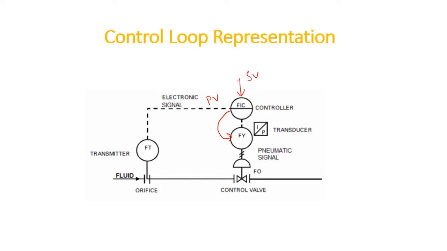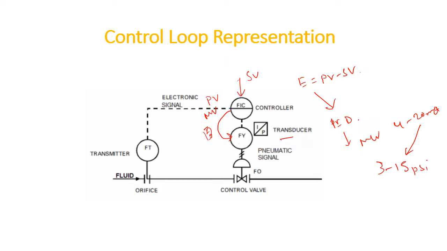This is known as the SP, and the error is basically PV minus SP, and whatever the error is gets passed on to the PID controller, which generates the MV. This MV is in terms of 4 to 20 milliamps. Now it goes to the I2P transducer, where the 4 to 20 milliamps gets converted to 3 to 15 psi, and this pneumatic signal is then applied to the control valve, and according to the pressure, the valve positions itself.